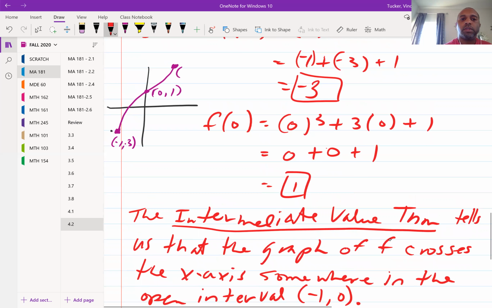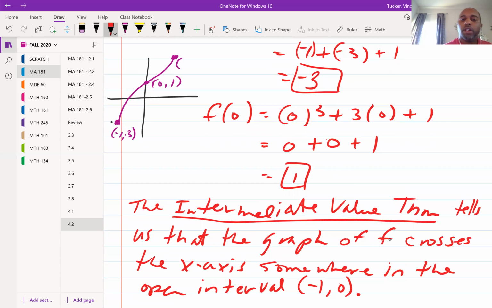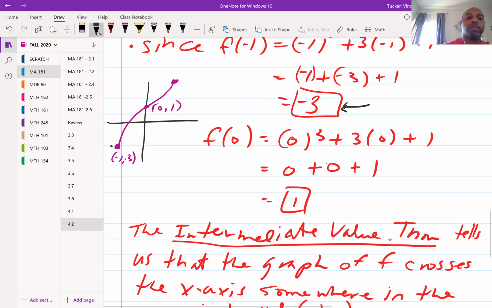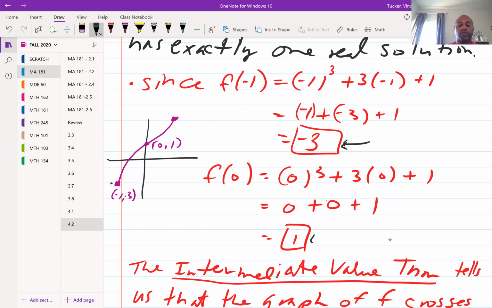All right. So the intermediate value theorem tells us that the graph of f crosses the x-axis somewhere in the open interval of -1, 0. In other words, I have a negative 3 here when I plug in -1, then I also get a positive 1 here. So in order for me to go from negative to positive or positive to negative, I had to cross 0. And 0 is that x-axis.